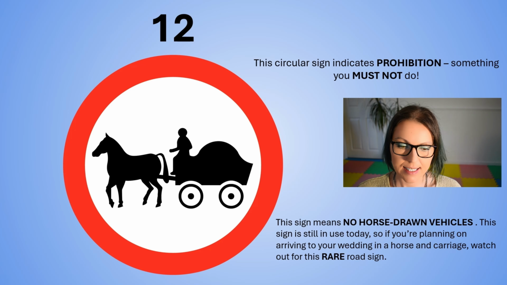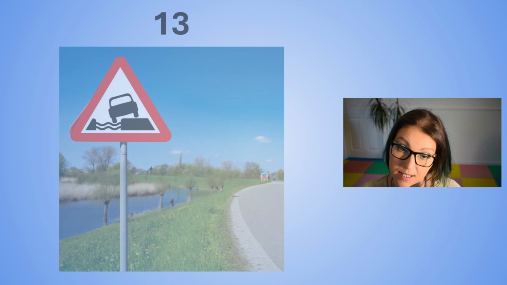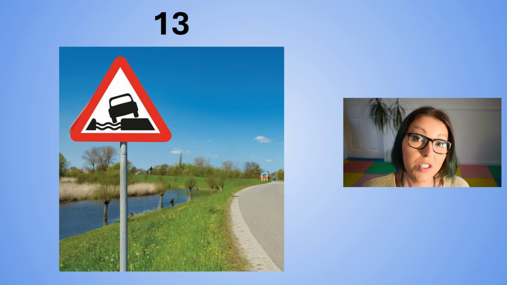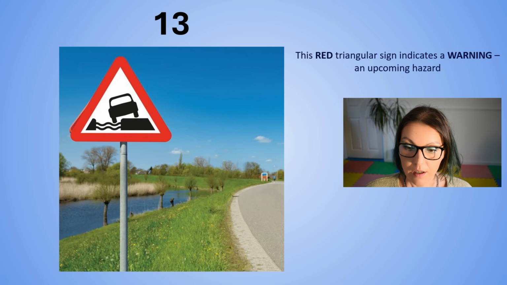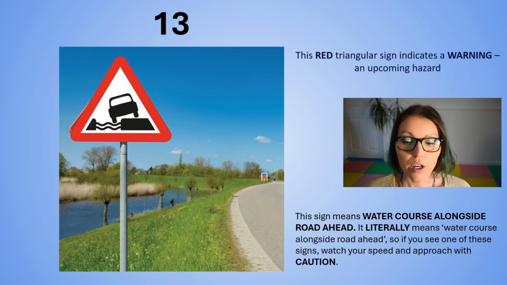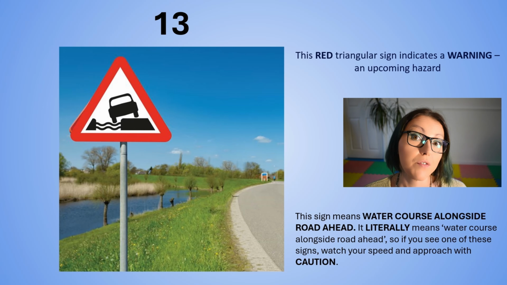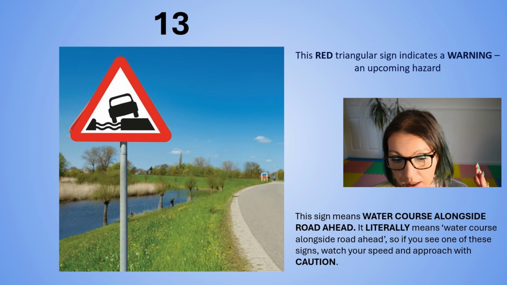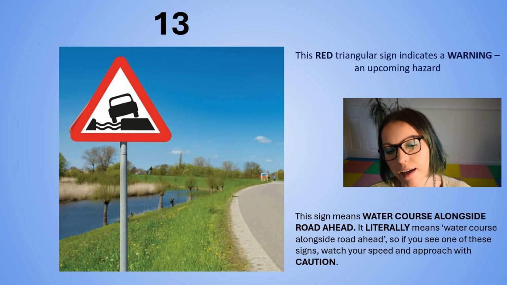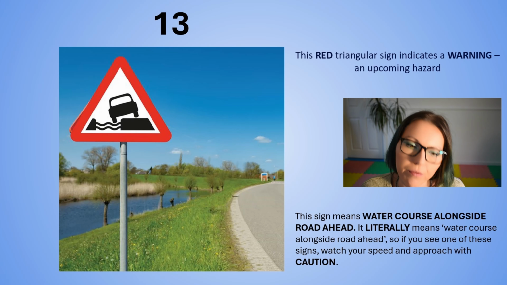Next sign is this. It's very similar to our other sign with the riverbank, but this is slightly different. So this red triangular sign indicates a warning or an upcoming hazard. The sign means water course alongside the road ahead. It literally means water course along road ahead. So if you see one of these signs, watch your speed and approach with caution. And if you have a look at the photo that you see on your screen right now, you can see that on the left hand side you have water there on the side of the road, so basically, you know, it's kind of obvious.